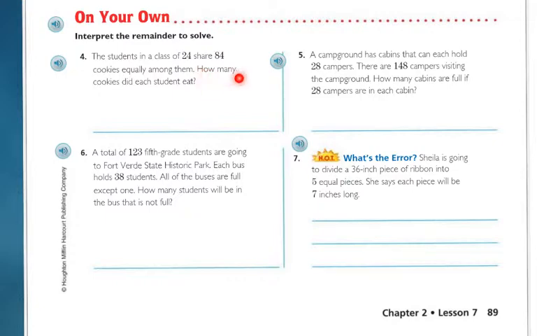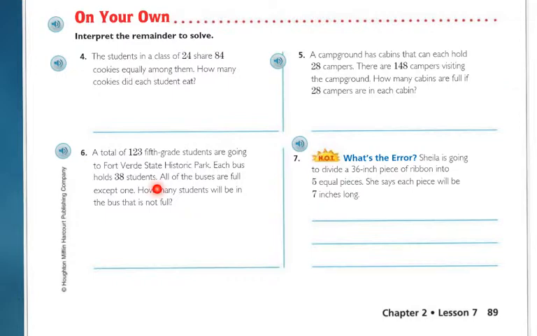Okay, this one says, how many cookies did each student eat? Okay, can you break a cookie in half? Could you make a fraction out of a cookie? Just food for thought. On this one, it says, how many cabins are full if 28 campers are in each one? This one, they just want to know how many cabins are full. So are we looking at the remainder?